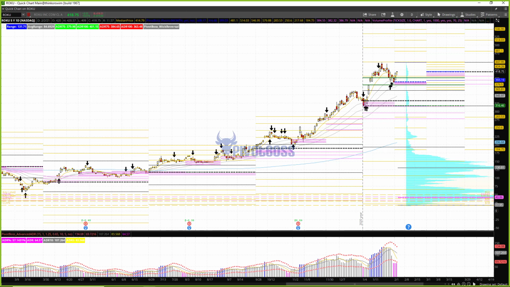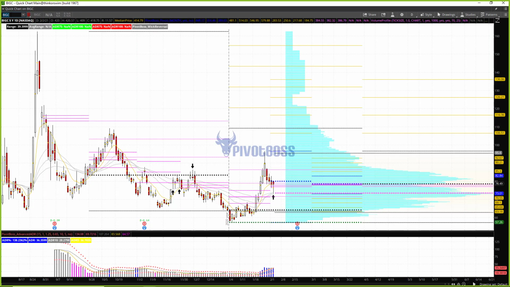We also talked here, let's take a look at Big C. Big C is another one here. Again, I mentioned this one the last couple of days in our room, but hadn't really seen this stock before. But I do like the way the price action is looking here.